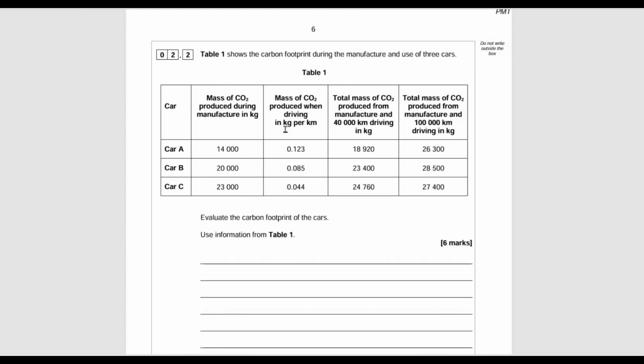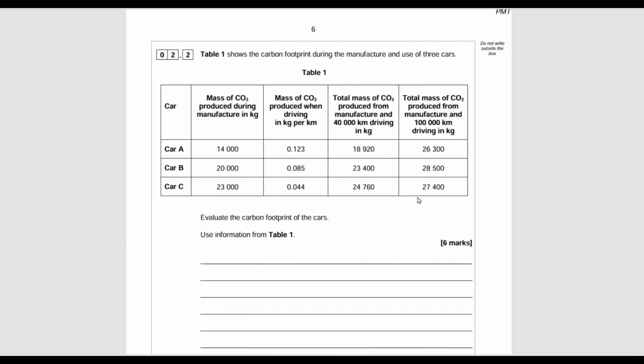But then for the mass of CO2 when driving, it actually releases the least when driving. Total mass of CO2 produced from manufacture and driving in kilograms. Okay, so this kind of produces more CO2 altogether. Total mass of CO2 produced from manufacture and 100 kilometers of driving.